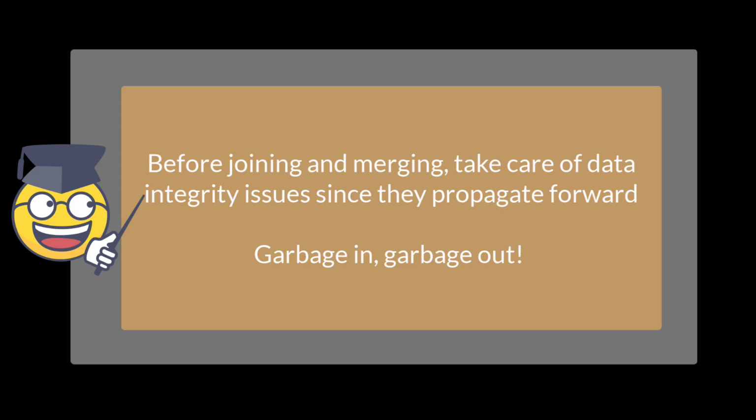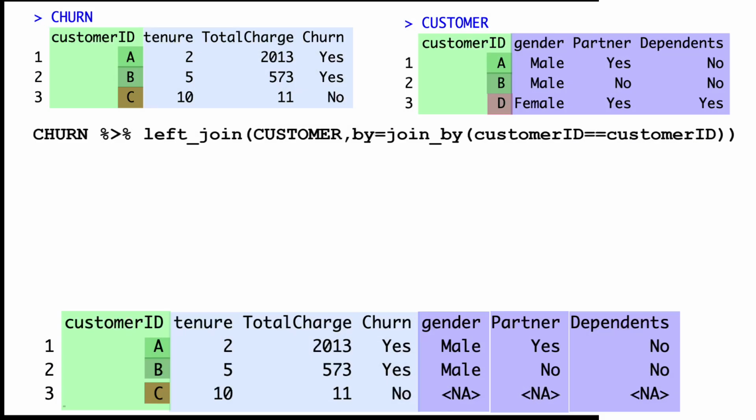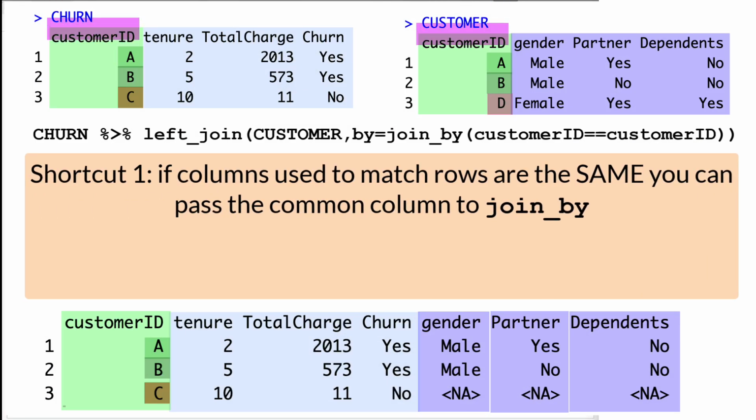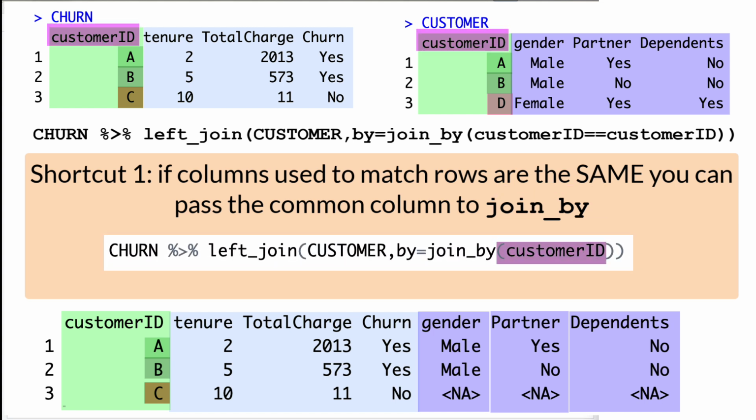Garbage in, garbage out. A few more things about the joins. First, if it happens that the columns you're using to match have the same name, you can simplify the command by having that common column name in the join by statement. And that's the case here. The customer ID column is the same with churn versus customer. So when I run the by command, I only need to put join by customer ID. R is going to figure that out and say, okay, these two columns have the same name, and the join is going to run just fine.